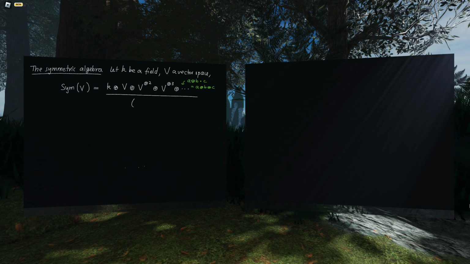And within that non-commutative algebra, I can mod out by the two-sided ideal generated by these pairs. A tensor B and B tensor A are different things in general in the tensor algebra, but I can mod out by the two-sided ideal generated by all such pairs. That quotient, which a priori is just another associative algebra, is in fact a commutative algebra, and it's called the symmetric algebra. So that's a commutative K-algebra.